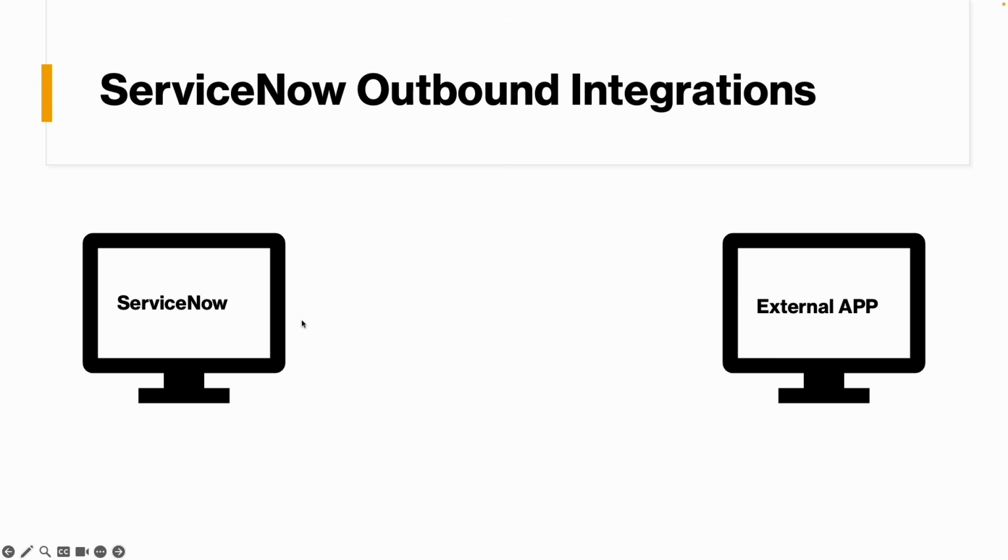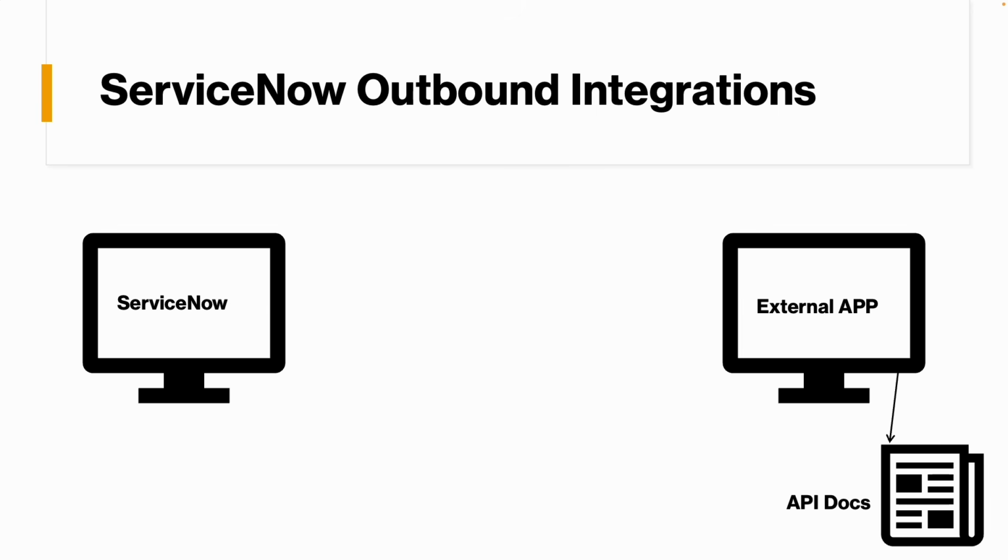So now from ServiceNow, I want to connect with the external application. The same process. This external app will say, okay, I have some API documentation available, so you can read it, where all the information is that you need to send me a request. And also in our practical today, we would analyze the API docs.